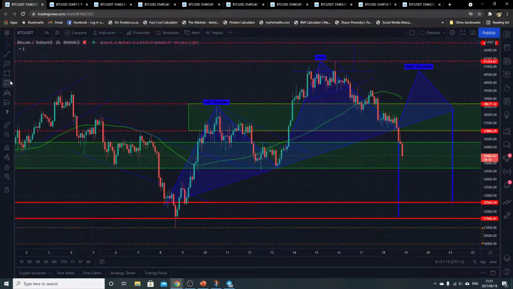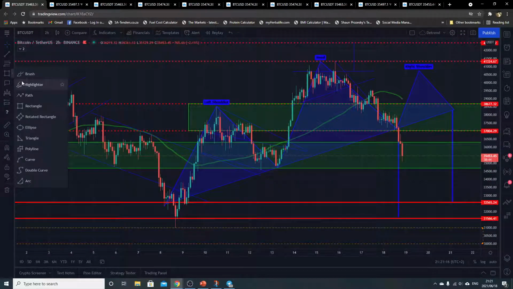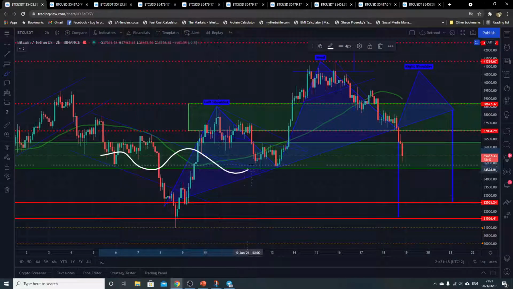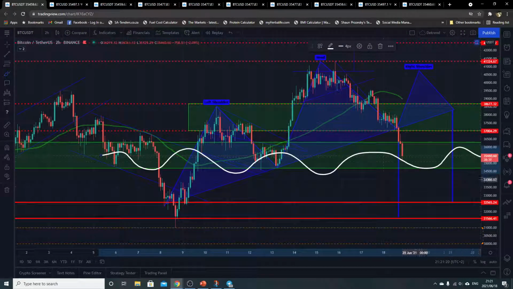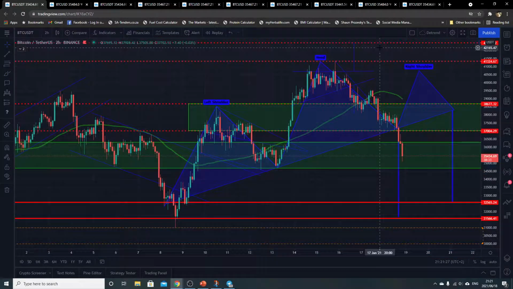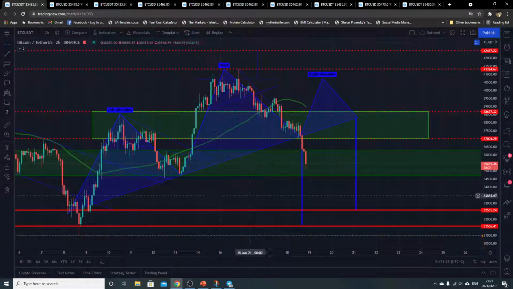Okay, so now you can see clearly what the support zone looks like. You can see this whole section over here. This whole section over here is your support zone. Okay, so now Bitcoin is struggling to get out of that support zone or break through the support zone.